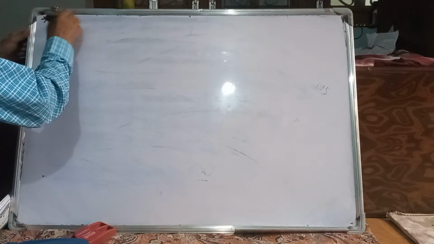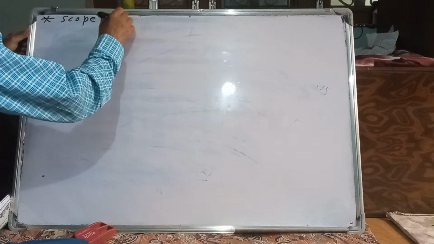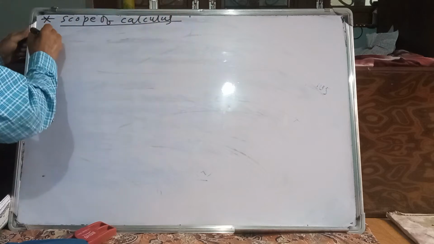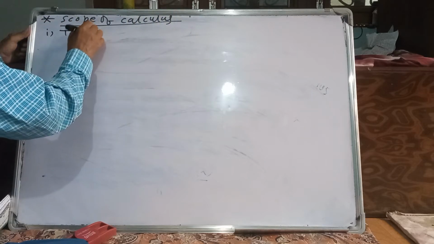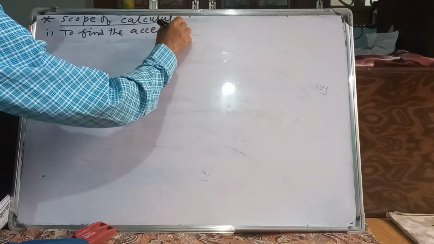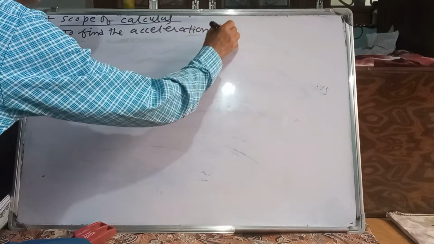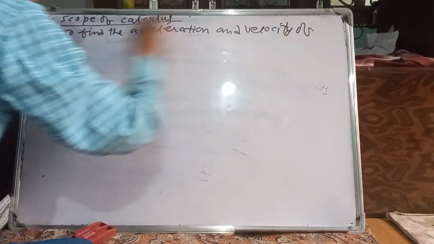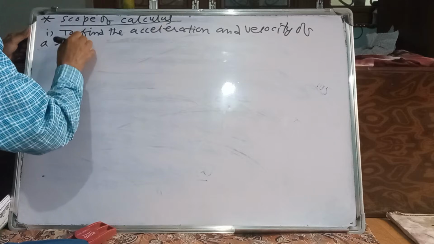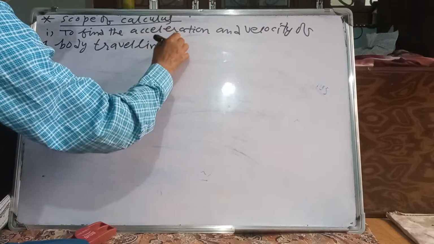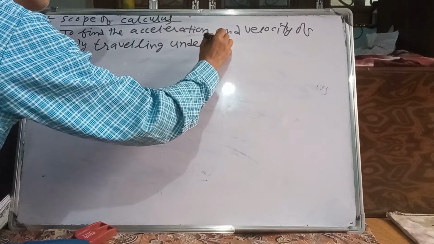Field or scope of calculus. Why is calculus important? One, to find the acceleration and velocity of a body traveling or moving under variable or non-uniform motion.